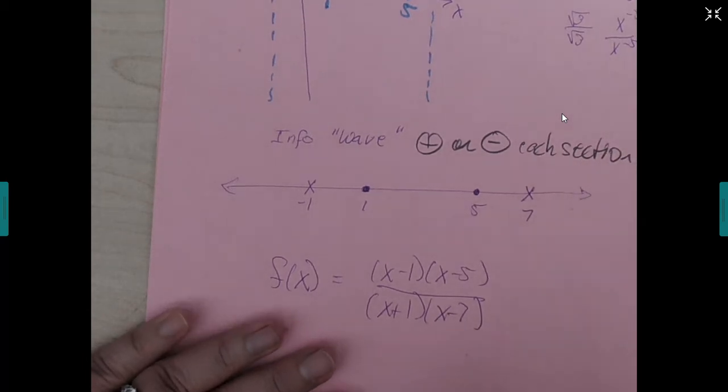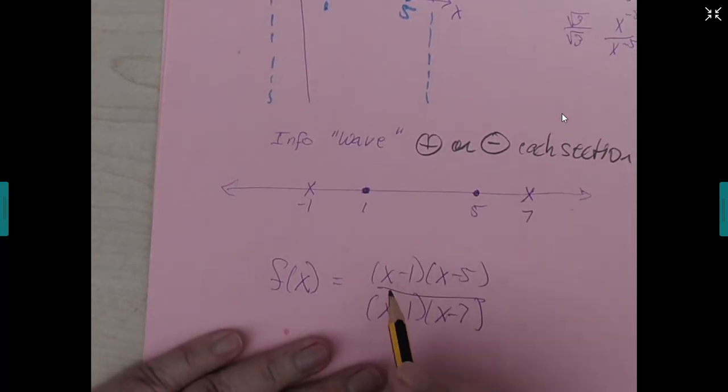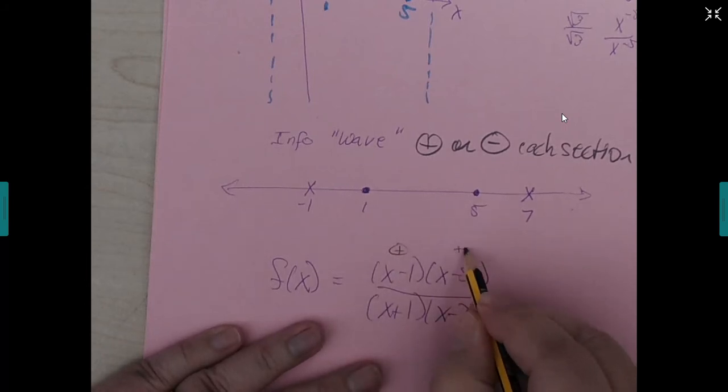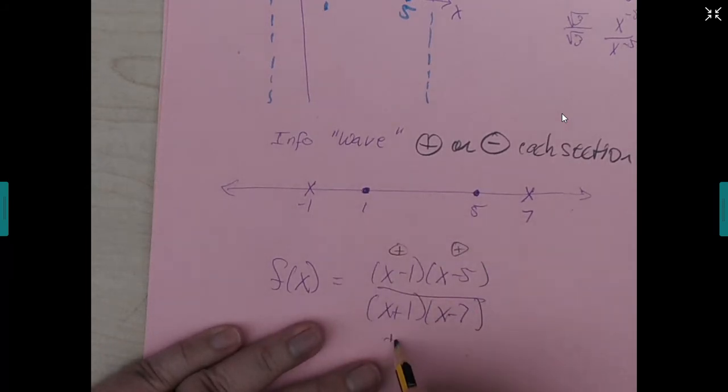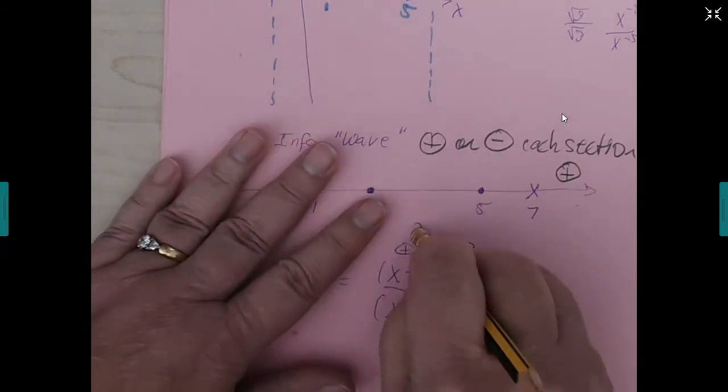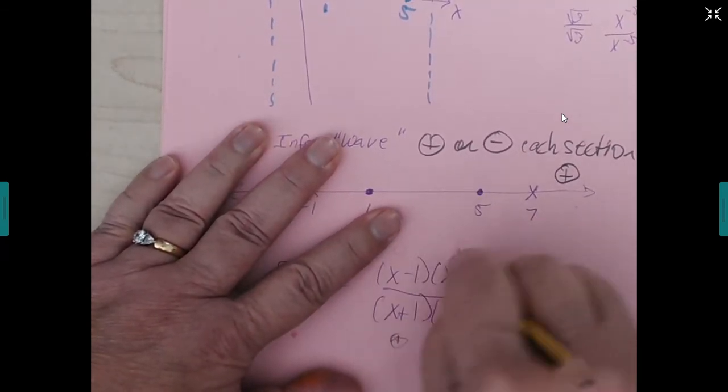Okay. So I'm going to pick 10. If I pick 10, 10 minus 1 is a positive number. 10 minus 5 is a positive number. 10 plus 1 is positive, and 10 minus 7 is positive. Everything you have there is positive, so this section will be positive. All right, now I'm going to erase everything. Going to do it for the next section.